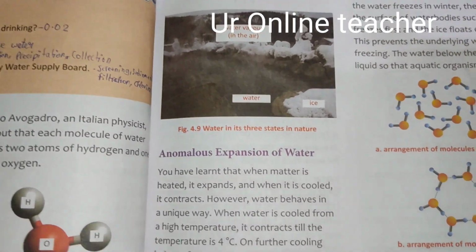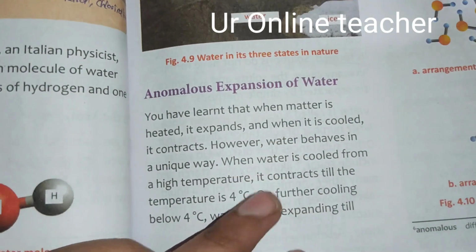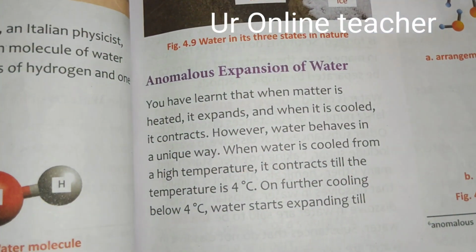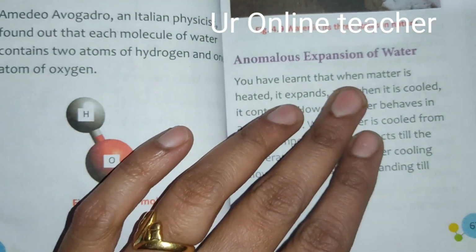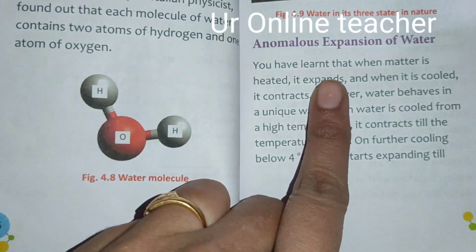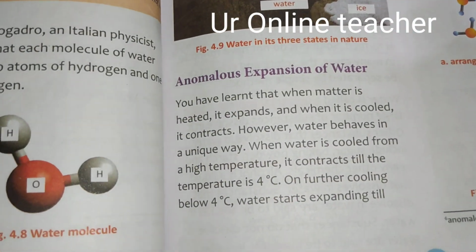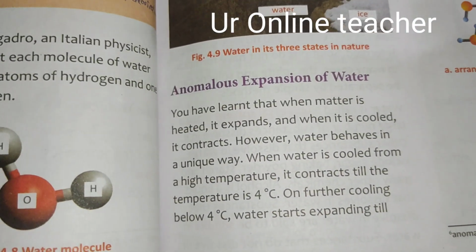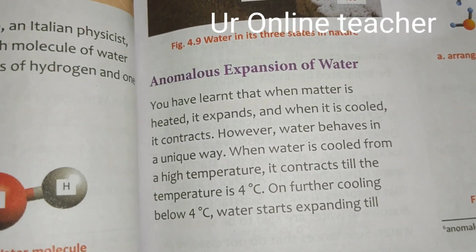Then, this is very important, listen. Anomalous expansion of water. Anomalous means very peculiar, different. Let's see how it expands. When matter is heated, what happens? We know that it expands. And again, when it is cooled, what happens? It contracts. So water behaves in a very unique way.